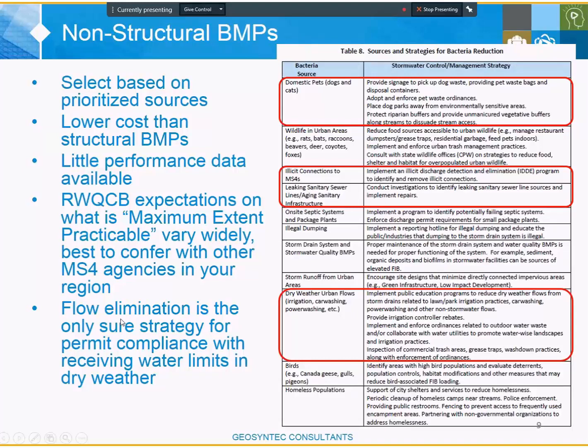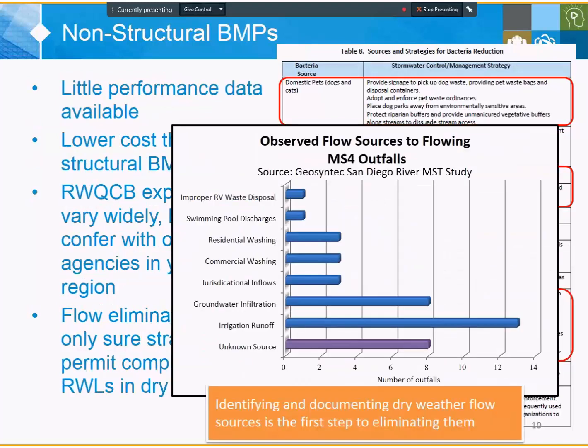And then the last note here is that with respect to dry weather flow elimination, after you abate your illicit connections and leaks and other human waste sources, eliminating dry weather flows to the extent possible is really the only sure strategy for demonstrating permit compliance with receiving water limits in dry weather, because you break the cause or contribute linkage, and you cannot be found liable for receiving water quality standard exceedances if you have no discharge, and that's documented. So I just want to make a point that that's a great strategy.